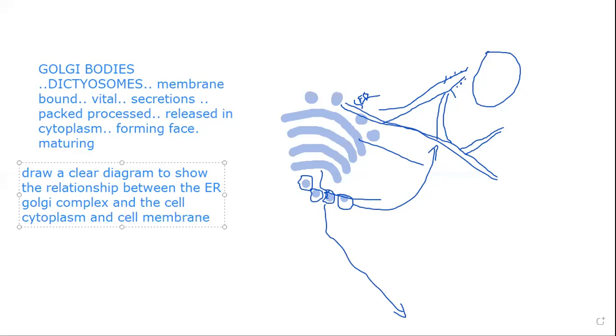Draw a clear diagram to show the relationship between the endoplasmic reticulum, the Golgi complex, and the cell cytoplasm and cell membrane. ठीक है, ये जो क्वेश्चन है बेटा ये एक लॉन्ग क्वेश्चन में आता है. It comes as a long question.